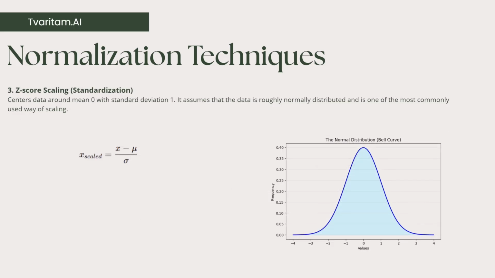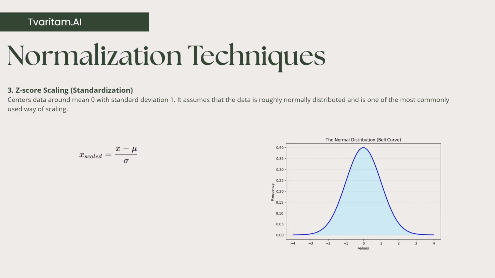Another technique that is usually utilized is standardization or Z-score scaling. It rescales the data by subtracting the mean and dividing by the standard deviation. The transformation centers the data around mean equal to 0 and standard deviation equal to 1. In other words, each value represents how many standard deviations it lies away from the mean.